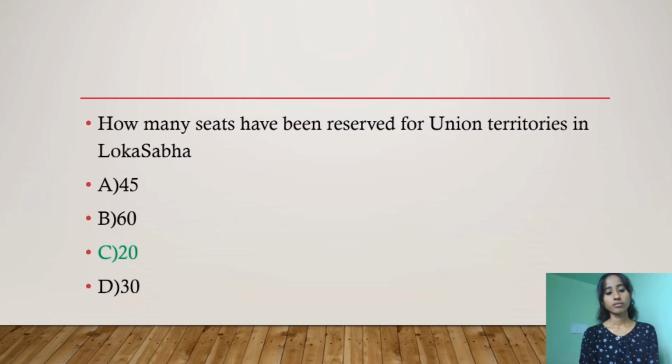And how many seats have been reserved for union territories in Lok Sabha? Option A 45, option B 60, option C 20, and option D 30. And now the right answer is option C, that is 20.